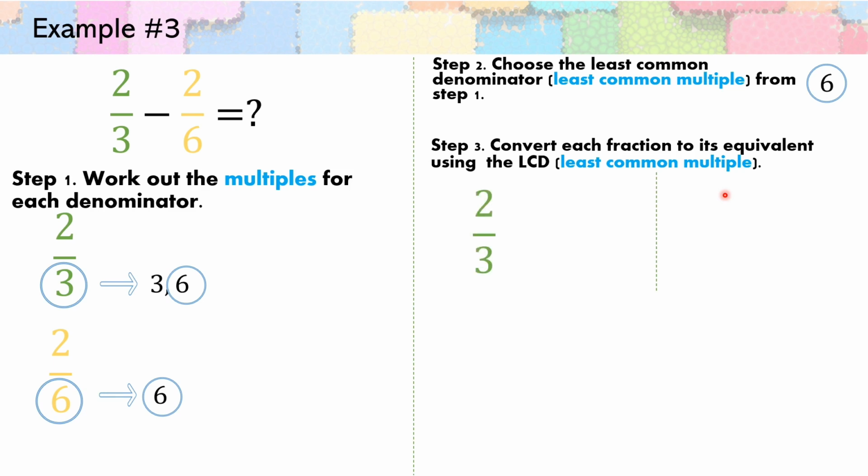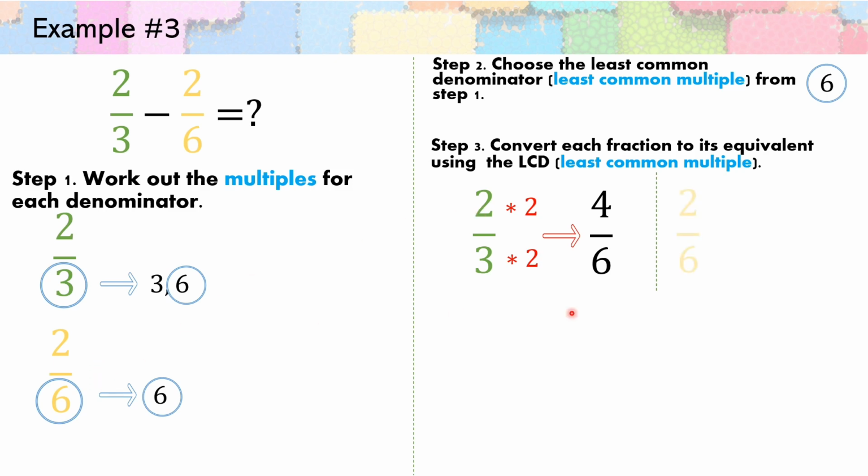2/3, what is the number to be multiplied to 3 to arrive at the least common multiple or the LCD? 6. 2. So that is 3 times 2. Multiply 2 with the numerator as well. We have times 2. And then let us solve. 2 times 2 is 4. 3 times 2 is 6. So that is 4/6.